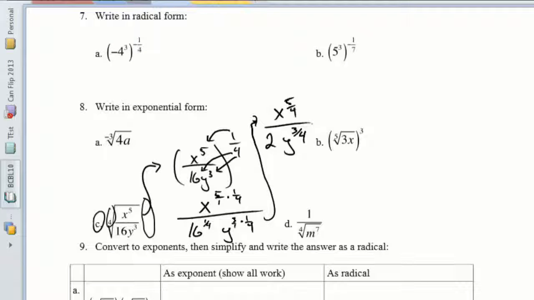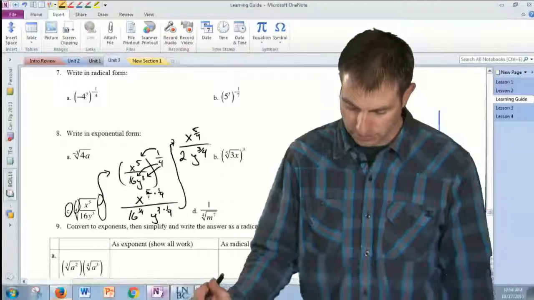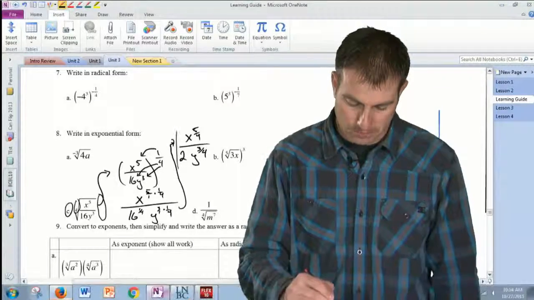I'm imagining they probably left it like that in the solution guide. Hopefully they didn't rationalize it or anything like that fancy. That would be good if you get it that far.